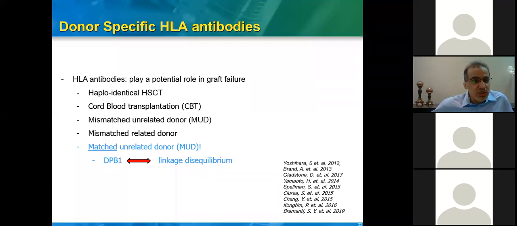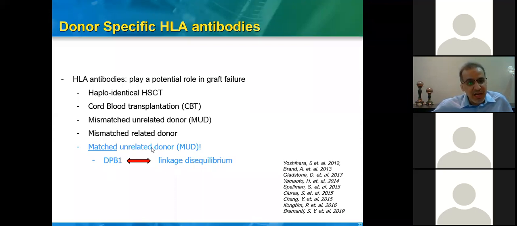When you need to do DP, if the patient is sensitized and has anti-DP antibodies, you have to make sure that this particular specificity is not mismatched with the donor. Otherwise, it will be a challenge and you might lose your graft.